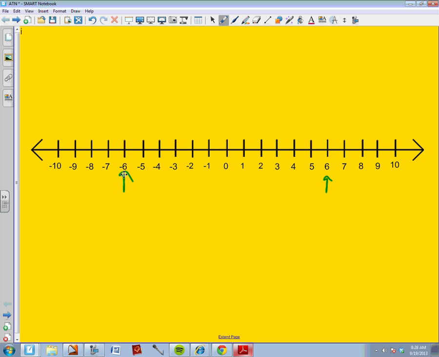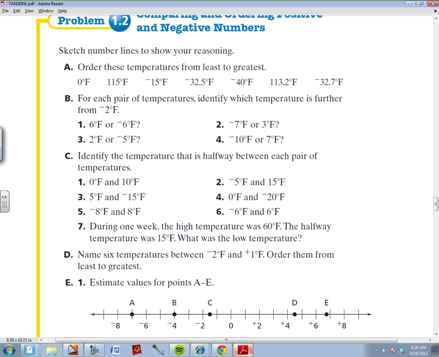You can just visualize that it is 0. We're 6 away on this side, 6 away on that side, putting 0 in the middle. And -8, +8, it's going to be 0 in the middle. 0 and -20, that's going to put you right at -10 degrees.